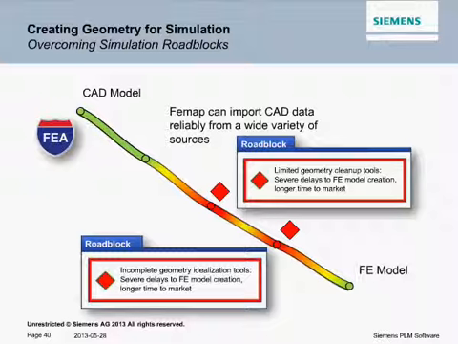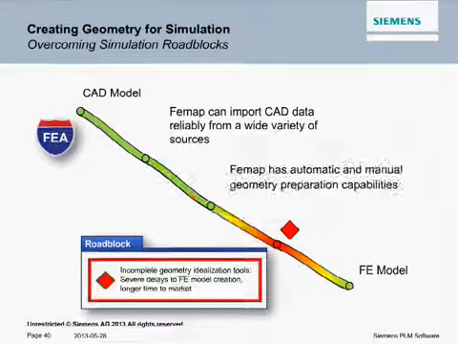That roadblock was overcome. Once we have the CAD model read into the simulation environment, the next roadblock was turning it into something which can be used, getting rid of unnecessary details and even problematic geometry that can lead the mesher astray and create small elements which capture the detail which isn't really needed. So we've seen FEMAP has a lot of automatic and manual geometry preparation capabilities which can overcome that.